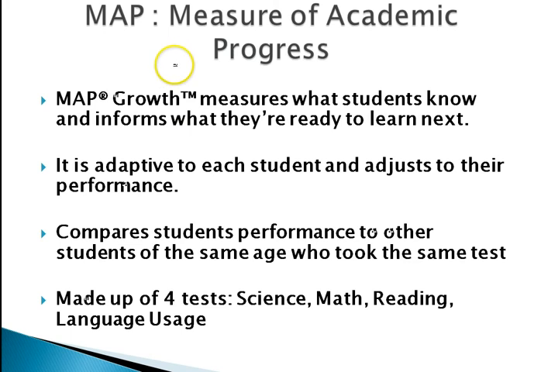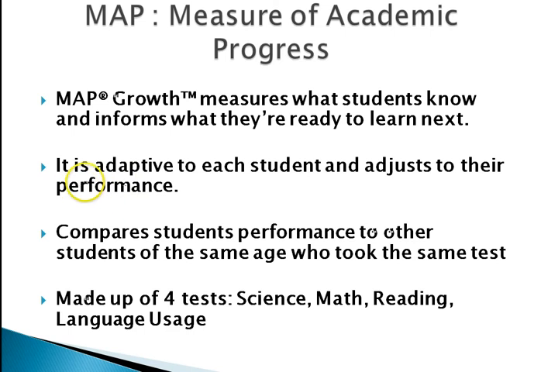The MAP test is done 3 times per year in the fall, winter, and spring. It measures what the students know and informs what they're ready to learn next. It is adaptive to each student and adjusts to their performance. It compares their performance to other students around the world, especially in the United States, who are taking the same test and are of the same age. There are 4 parts of the test, or 4 tests, which are science, math, reading, and language.